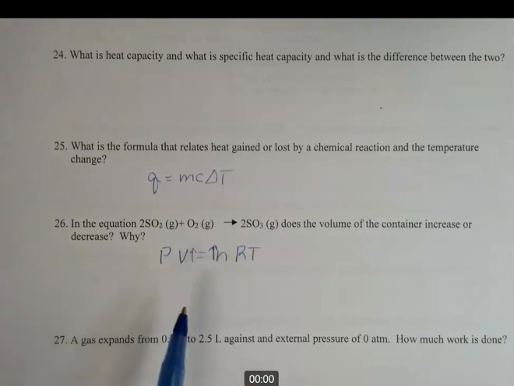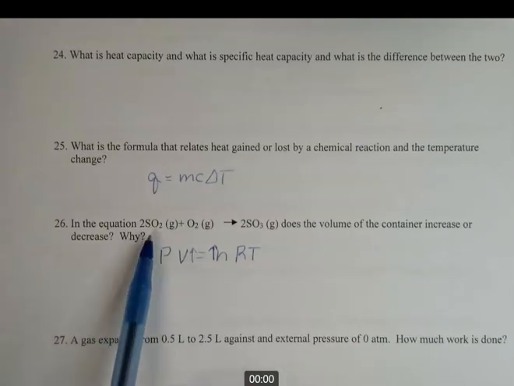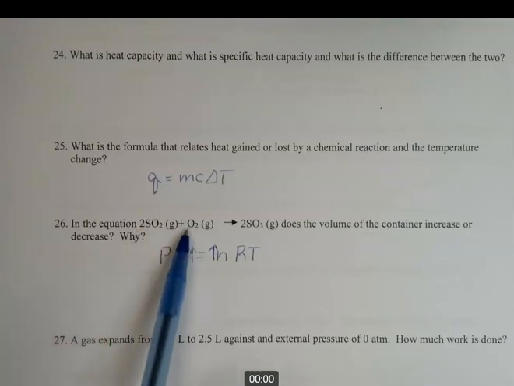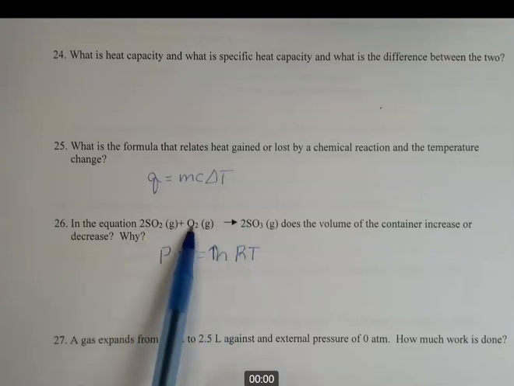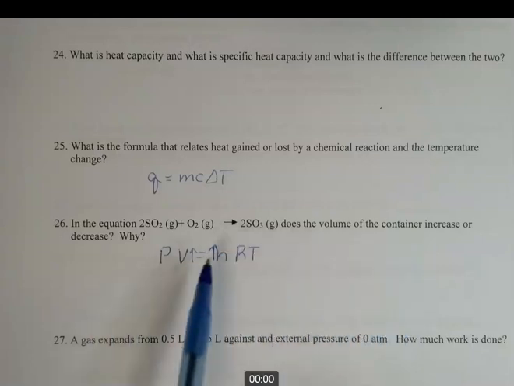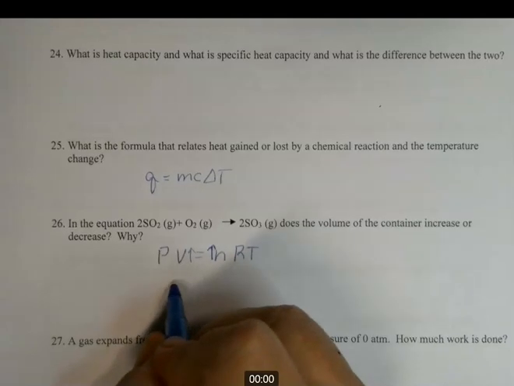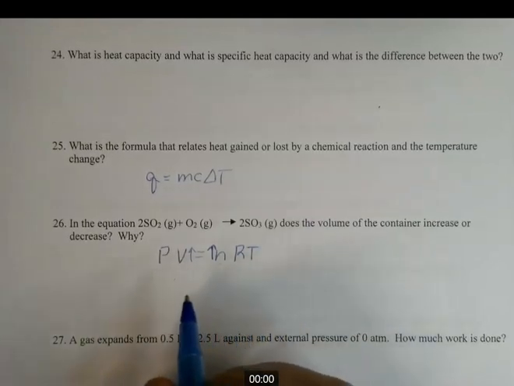So what you do in this chemical reaction is you simply count how many moles you have on either side. So here you have 2 moles of SO2 and 1 mole of O2, of oxygen. So that's a total of 3 moles of reactants. After the reaction, you have 2 moles of product. So you went from 3 moles down to 2 moles. So does the volume of the container increase or decrease? It decreases. Because you have fewer moles, you have less volume. So the balloon got smaller.